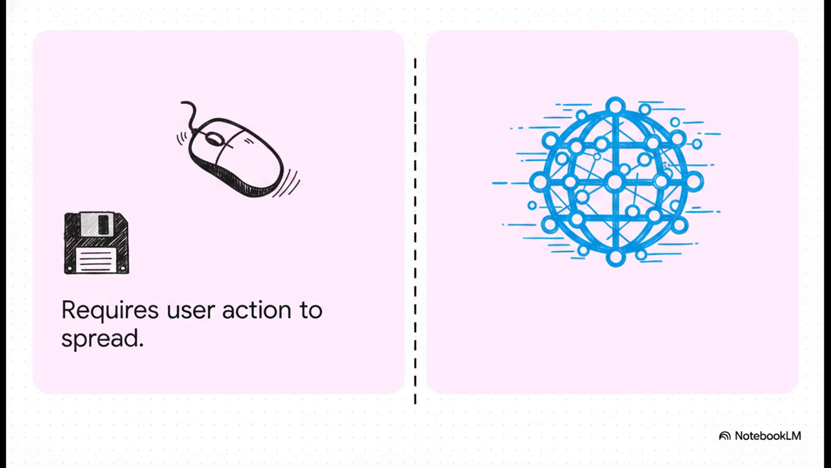On one hand, early viruses required a human to actually do something: click a link, open a file, insert a disk. But internet worms, they introduced automation. The big idea here is that worms didn't need us to click a single thing. They exploited the newly connected internet to spread automatically across global networks, jumping from machine to machine with terrifying speed.